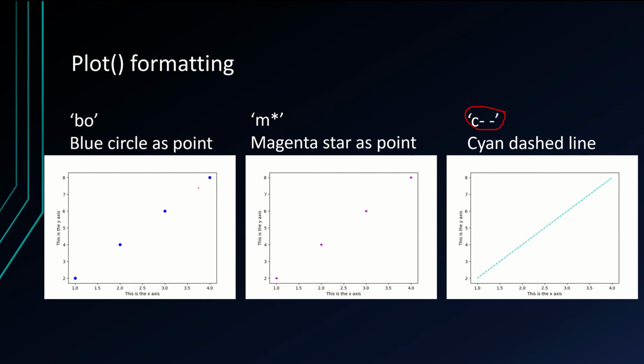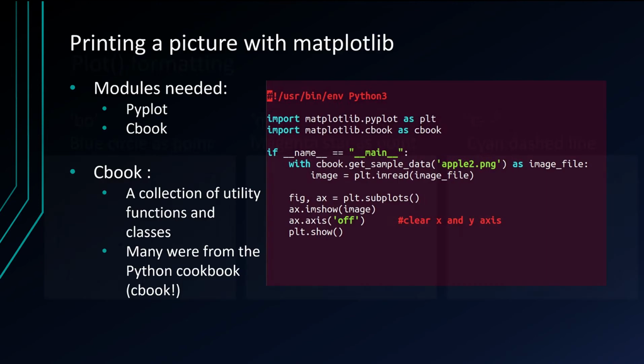Other examples are if we were to put BO in the formatting string, it would be a blue circle, and M star would be a magenta star as the point.